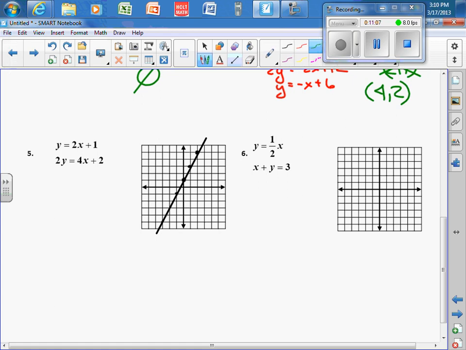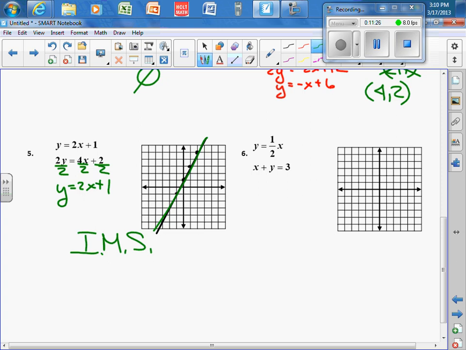In solving for the bottom equation, we're going to divide everything by 2. And we get y is equal to 2x plus 1, which is the same line. So there are infinitely many points, infinitely many solutions here in common.